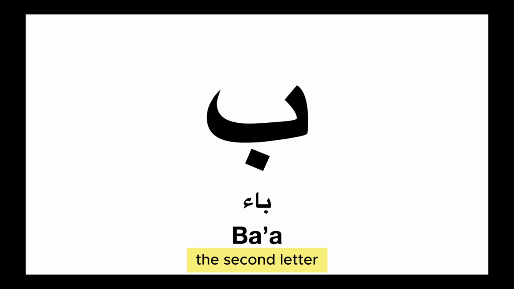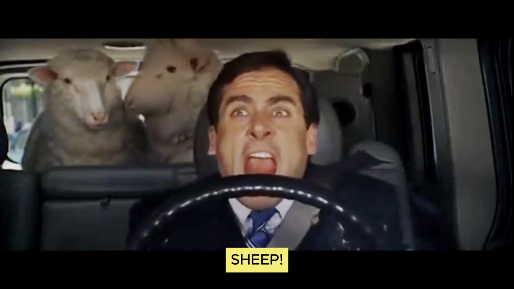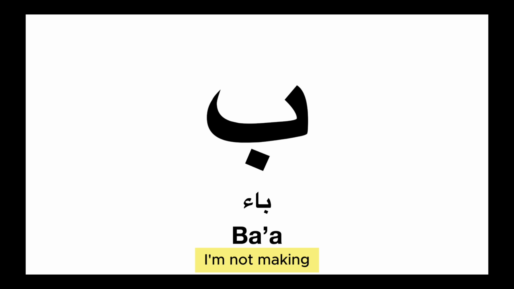And now the second letter of the Arabic alphabet. Ba. Again, I'm not making a sheep or a goat sound. It's called ba and it's pronounced ba, like the letter B.